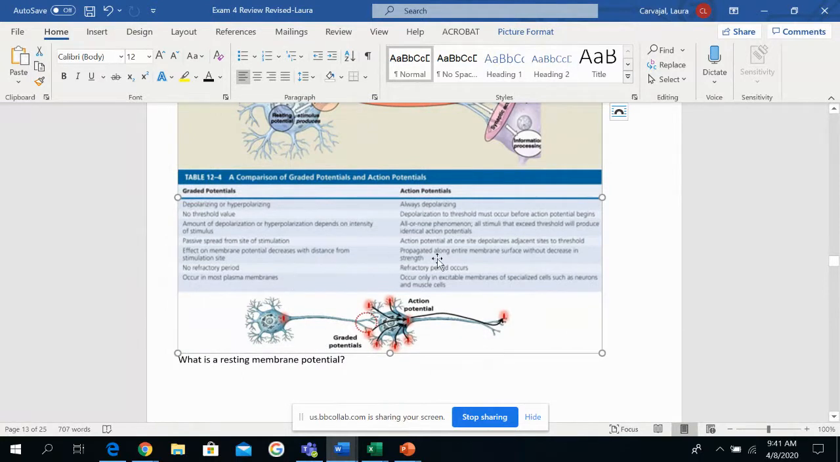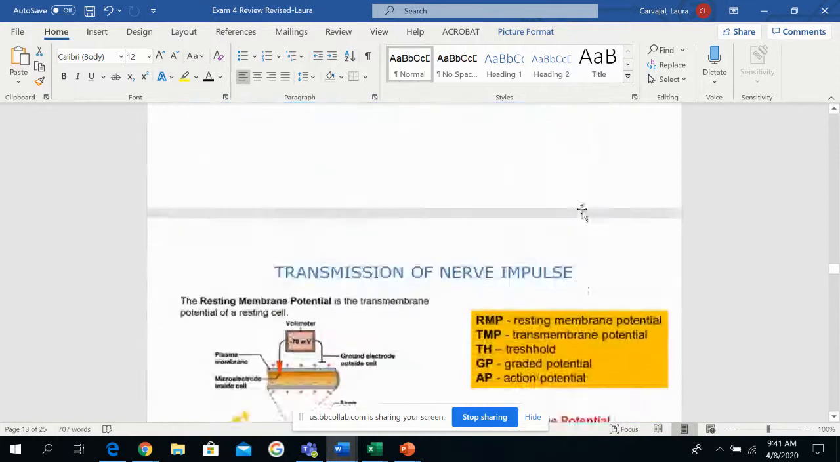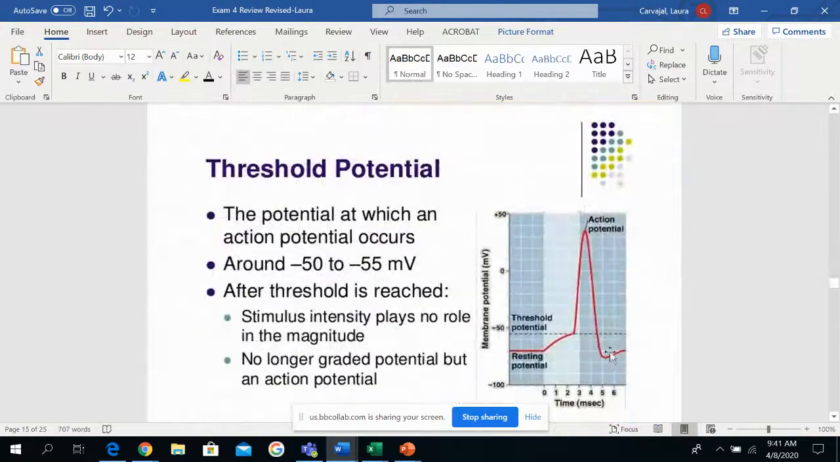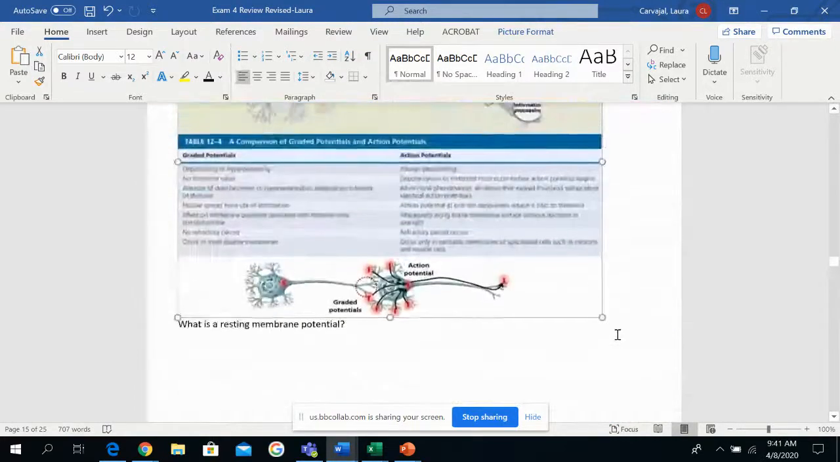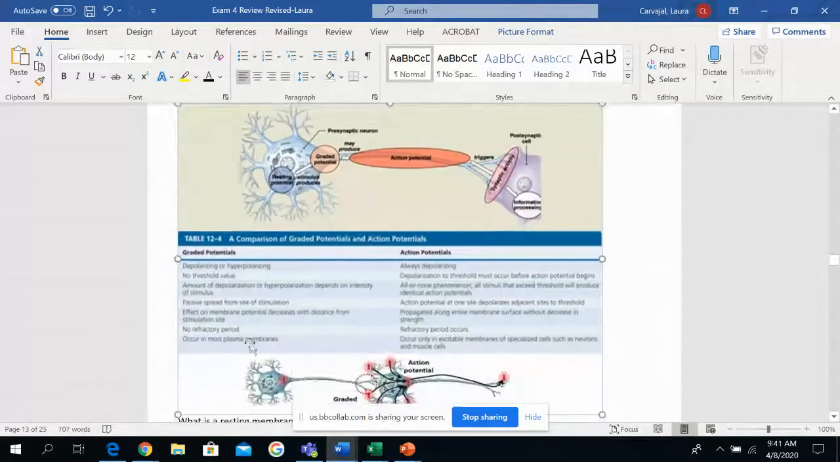No refractory period, refractory period. So your action potential, because it has to repolarize, like I showed you guys in this picture, there is a period in which this cannot fire again. Whereas in a graded potential, because there isn't a repolarization, there is no refractory period. So you can consistently keep firing the potentials.